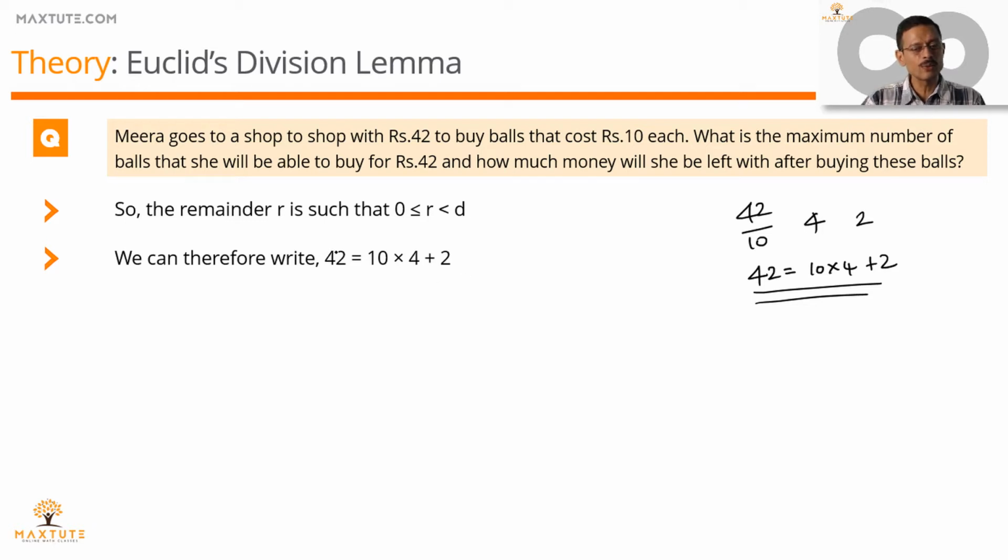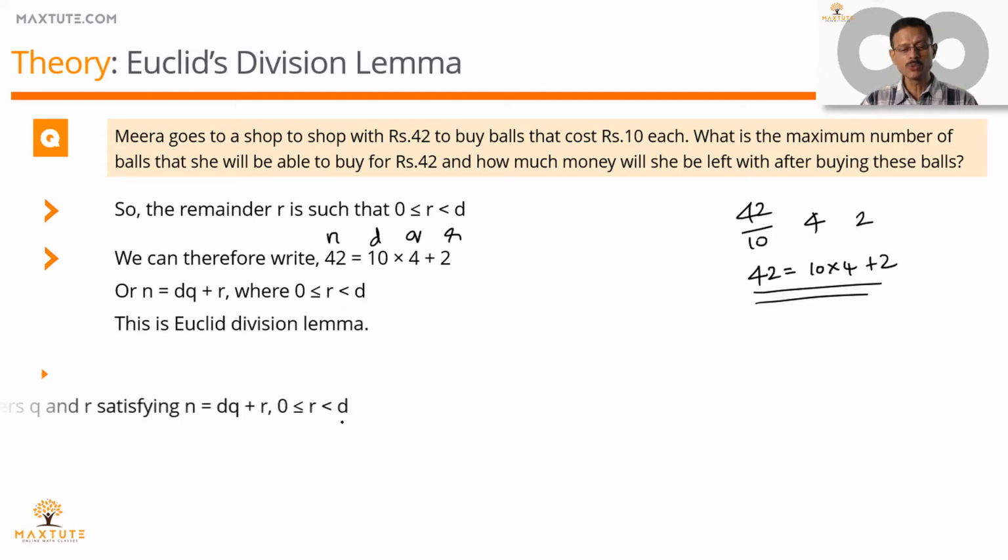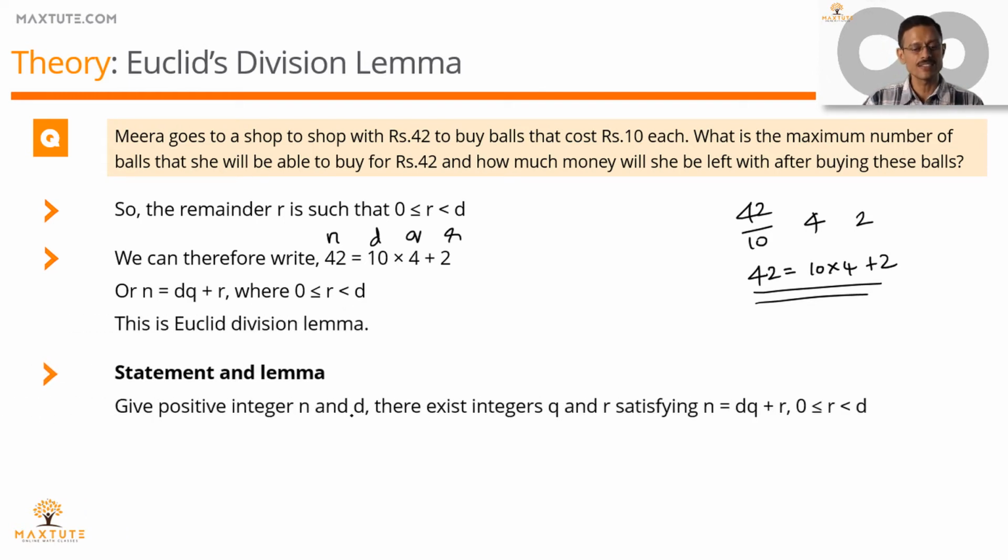What is this 42? 42 is the dividend of our division. What is 10? 10 is the divisor. What is 4? 4 is the quotient. What is 2? 2 is the remainder. So in general, Euclid's division lemma is n equals dq plus r, where r takes values from 0 to a number less than d. Euclid's division lemma statement basically is this.